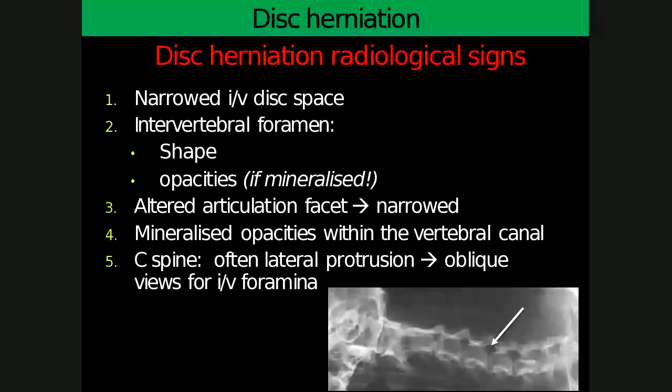And in the C-spine, because of the ventrolateral opening of the intervertebral foramina, the oblique views are very helpful here again. And I've included a picture here of an oblique view just to show this nice round radiolucent intervertebral foramina, and the arrow just indicates where one might see mineralized material in the cervical spine if there's been an extrusion.